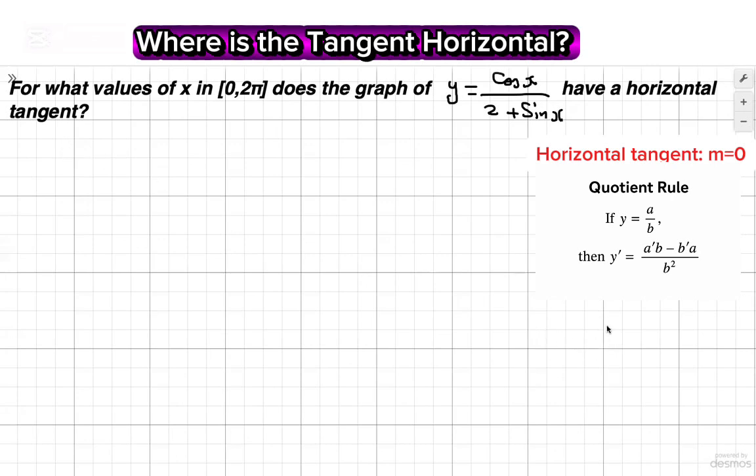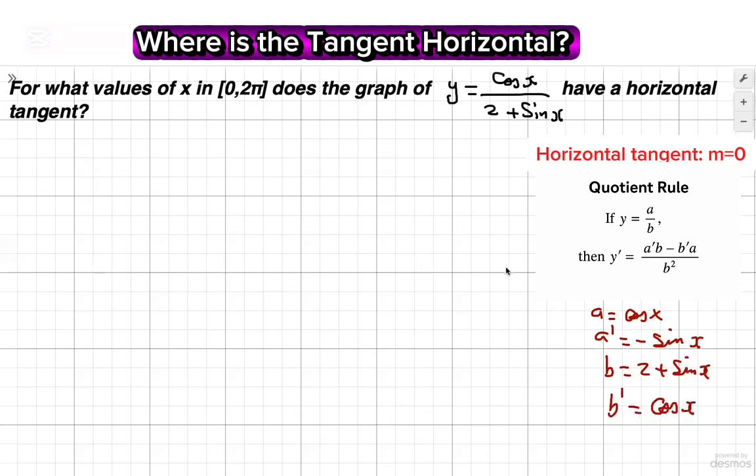Maybe let's just say here a equals cos x, and a prime would equal negative sin x, so the derivative of cos is negative sine, and b equals 2 plus sin x, and the derivative of that, well, b prime would be just cos x because the derivative of 2 is just 0.